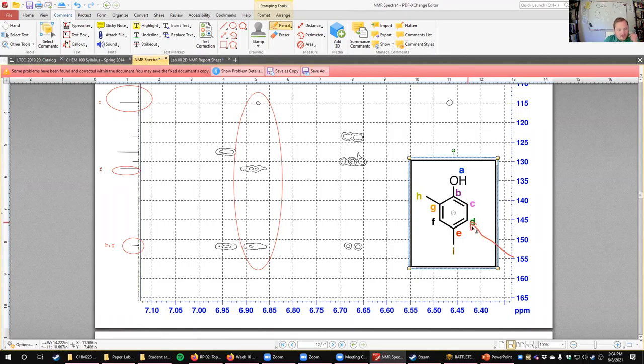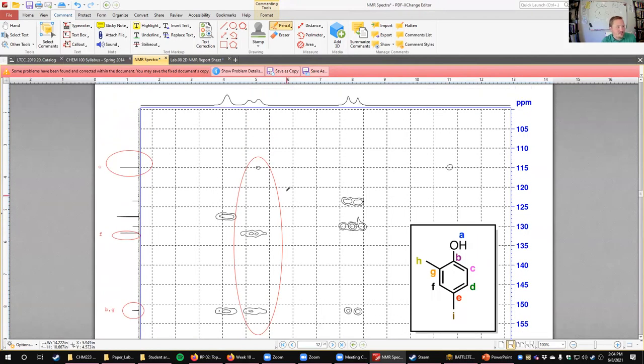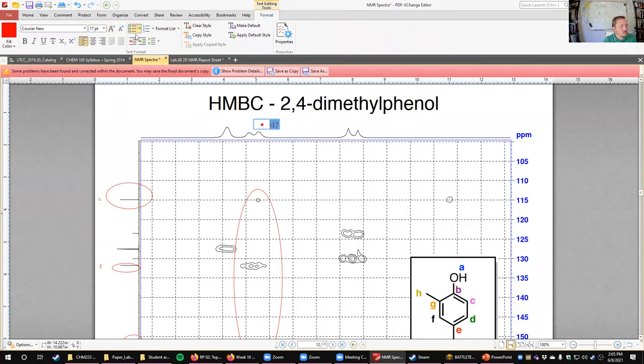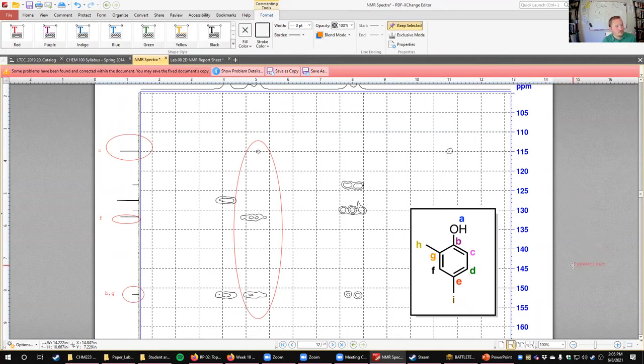D, however, if we look at D, the proton associated with D is one bond to D, two bonds to E, three bonds to F, one bond to D, two bonds to C, three bonds to B. F should show up. Right, so this is a possibility. It could be D, sort of makes sense. And you can put a question mark on it if you're not sure.